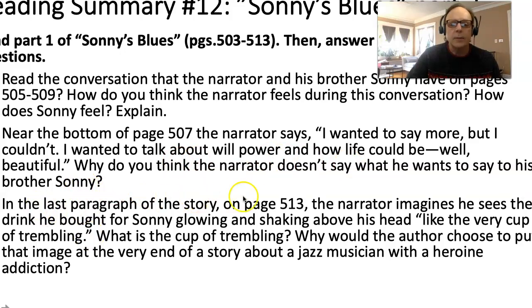And then the last paragraph of the story on page 513, the narrator imagines he sees the drink he bought for Sonny. He buys him a drink while he's playing piano on the stage, and he thinks he sees this drink glowing and shaking above his head, "like the very cup of trembling." What is the cup of trembling? You might have to look that one up. Why would the author choose to put that image at the very end of a story about a jazz musician?